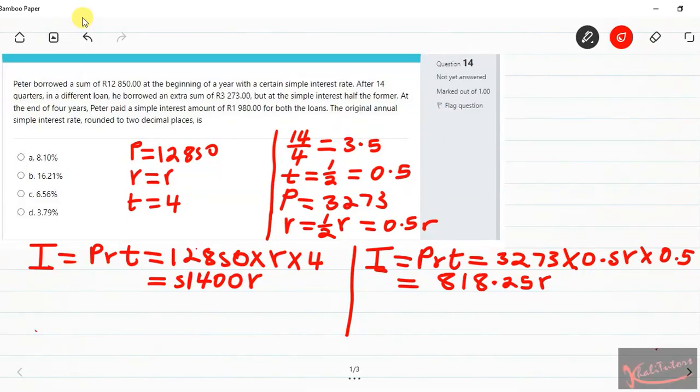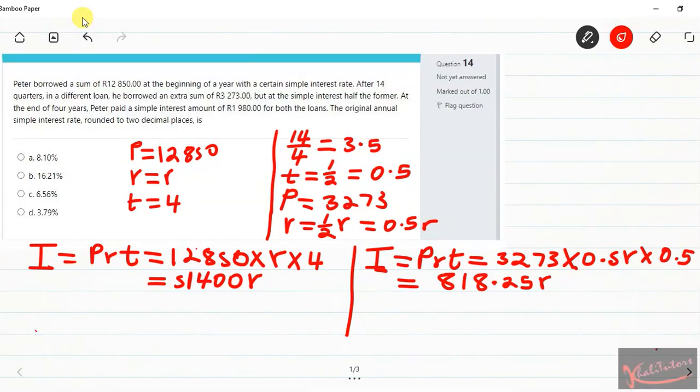Okay, so now we have the interest from the first loan and the second loan. As you can notice, both interests are calculated in terms of R, right? So we have this information now. What are we supposed to do with this information? If you go back to the instruction or the statement, they told us that Peter paid a simple interest amount of 1,980 for both the loans.